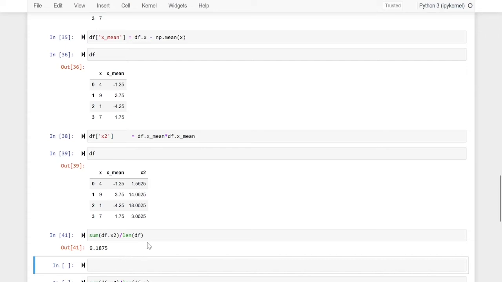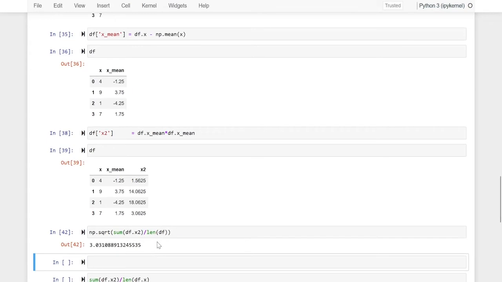So what we will do now, this entire thing, we can say np.sqrt, and look, this time we will get 3.031, and this is the standard deviation. Before this, whatever we got, that was variance.